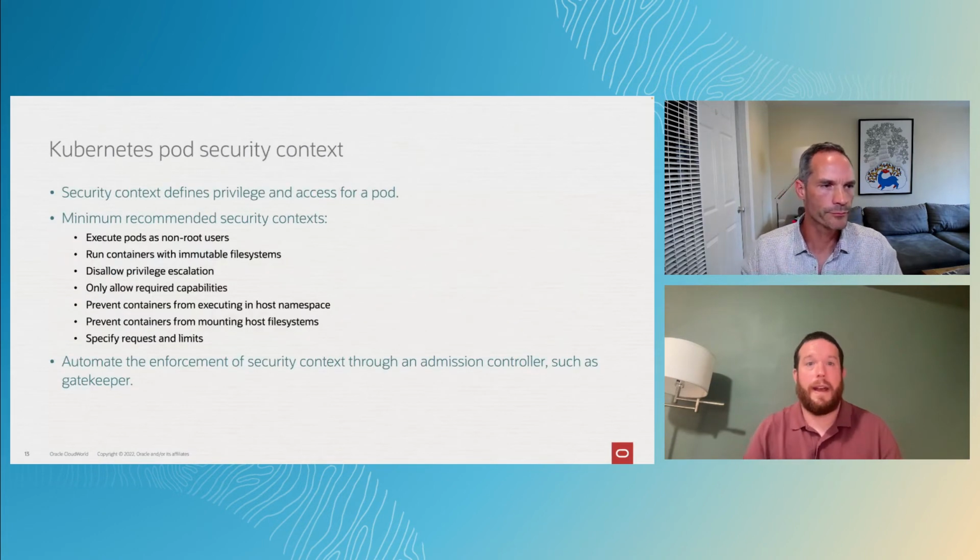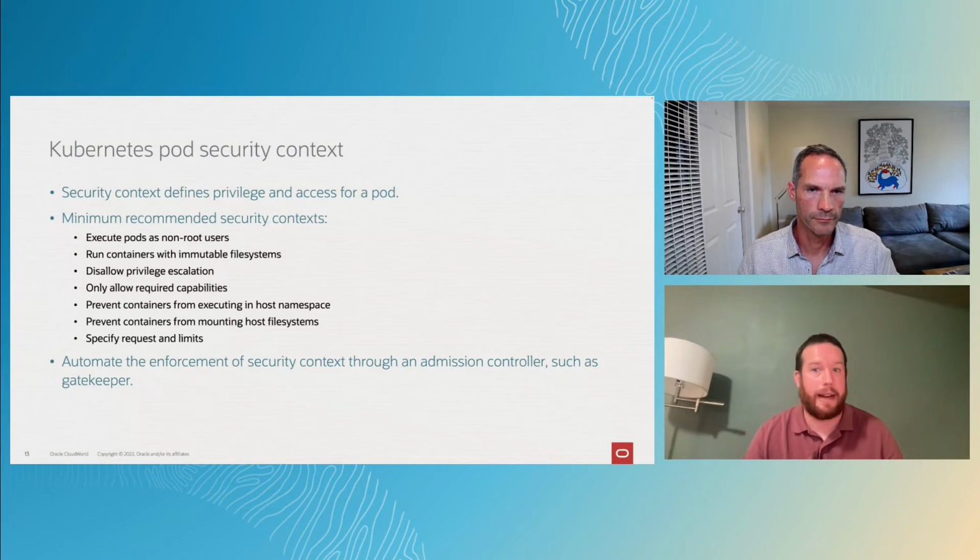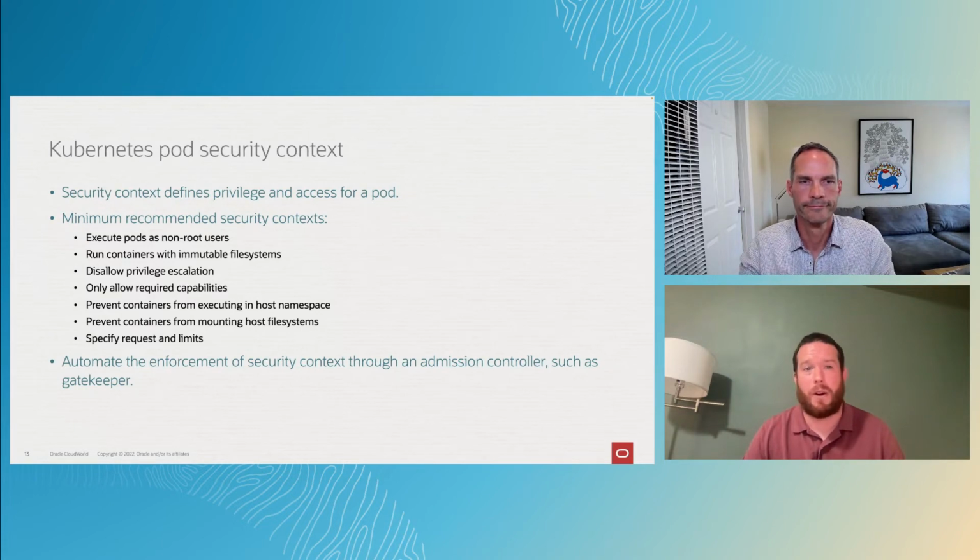Next slide. It is important to ensure that your pods or containers can only execute based on least privilege. This means only giving them the permissions that they need to execute the task or job that's specific for that container. This is achieved through Kubernetes by setting your pod security context. The below list is the minimum recommended security context that we recommend setting for your pods. This includes ensuring that you are executing your pods as non-root users, using read-only file systems, not allowing privilege escalation, requiring only the capabilities that are needed, not allowing any access to the host file system, and specifying requests and limits.